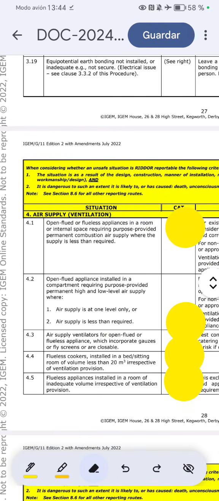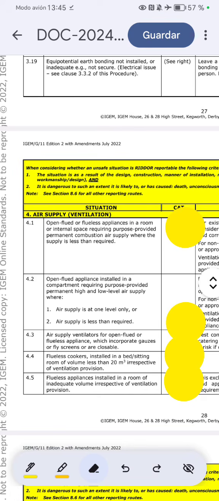All right, air supply ventilation. 4.1. Open flued or flueless appliances in a room or internal space requiring purpose-provided permanent combustion air supply where the supply is less than required.